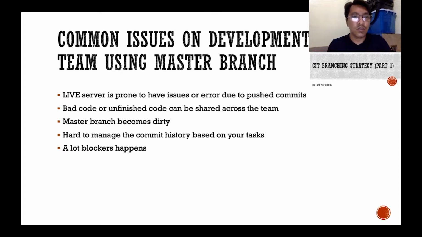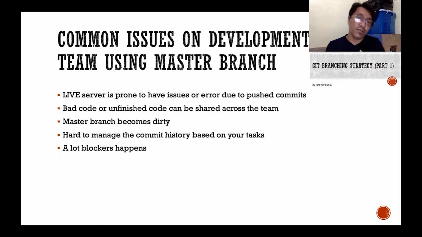Okay, so here are the common issues. Number one, the live server is prone to issues or errors due to pushed commits. For example, you have a live server and you have Git set up there, and the live server is using the master branch. So if you only have one master branch and your team is working on the same branch, anything pushed to that branch will reflect on the live server.